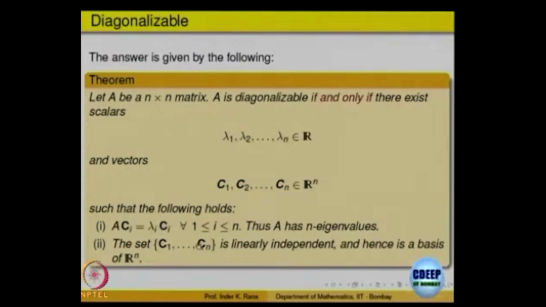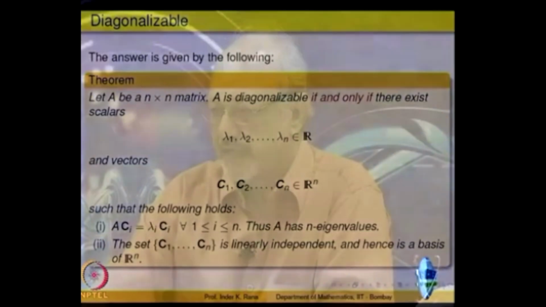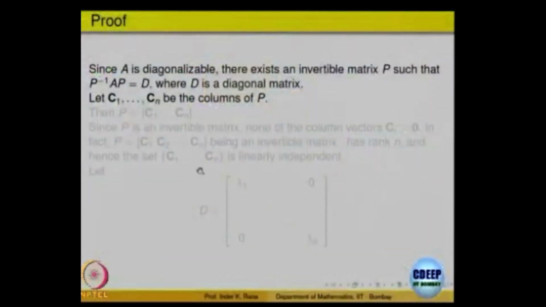And the diagonalizability is captured by the fact that the set of these eigenvectors C1, C2, up to Cn is a linearly independent set and hence forms a basis for Rn. There are n vectors which are linearly independent and form a basis. So let us just run through the proof again. Suppose A is diagonalizable, then there is a matrix P such that P inverse AP is a diagonal matrix.